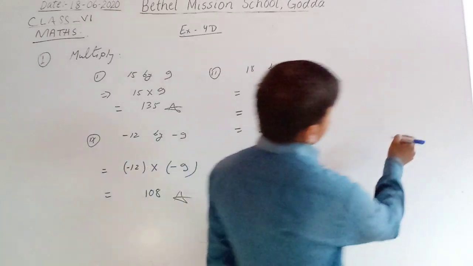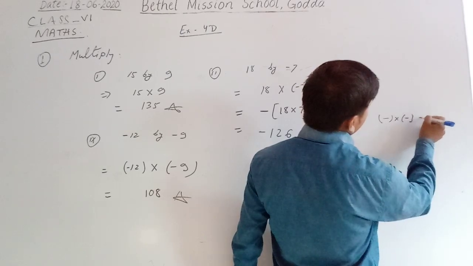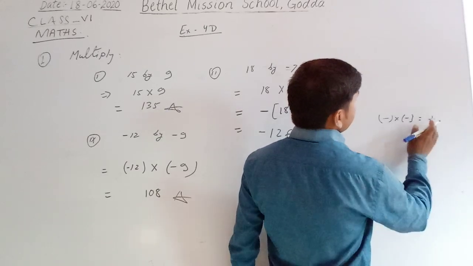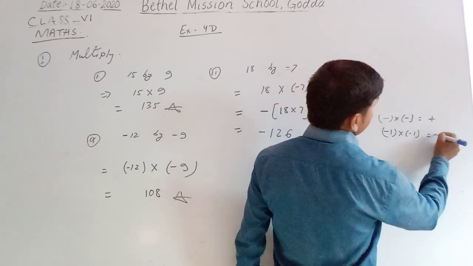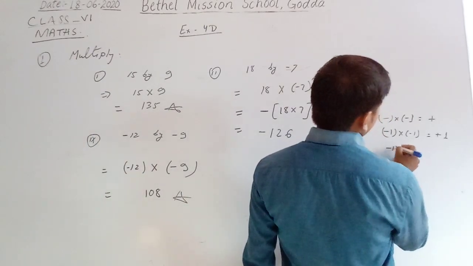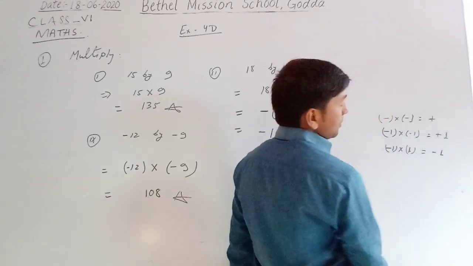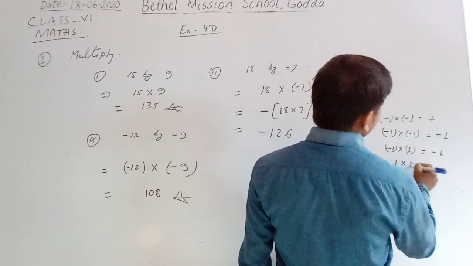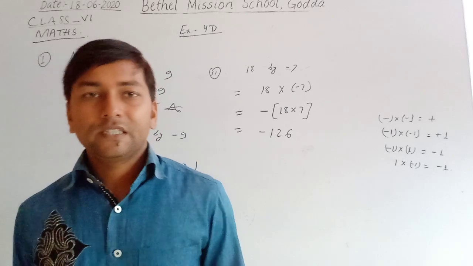Now the theoretical part. When you multiply minus by minus, it becomes plus. Suppose minus 1 multiplied by minus 1 becomes plus 1. When you take minus 1 into plus 1, it becomes minus 1. And plus 1 multiplied by minus 1 also becomes minus 1. I hope you got it.